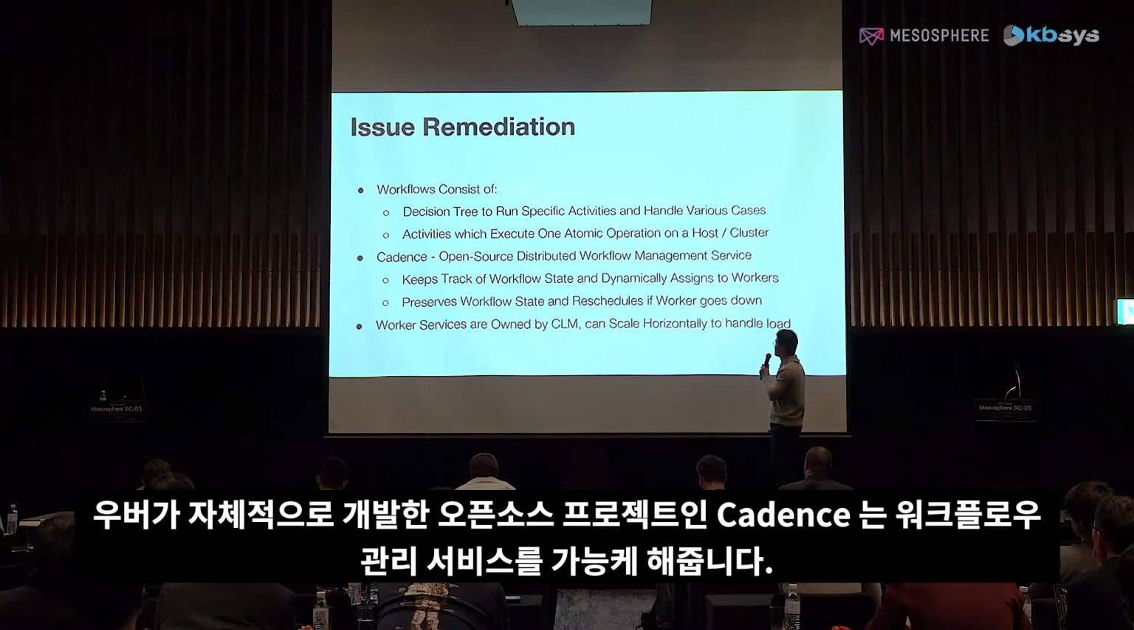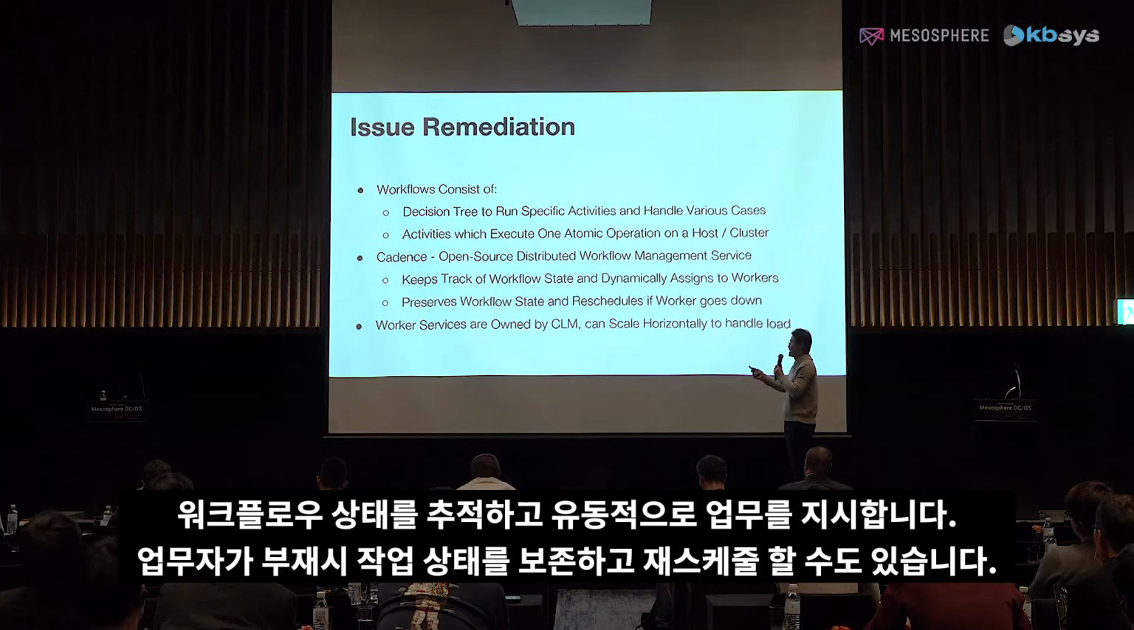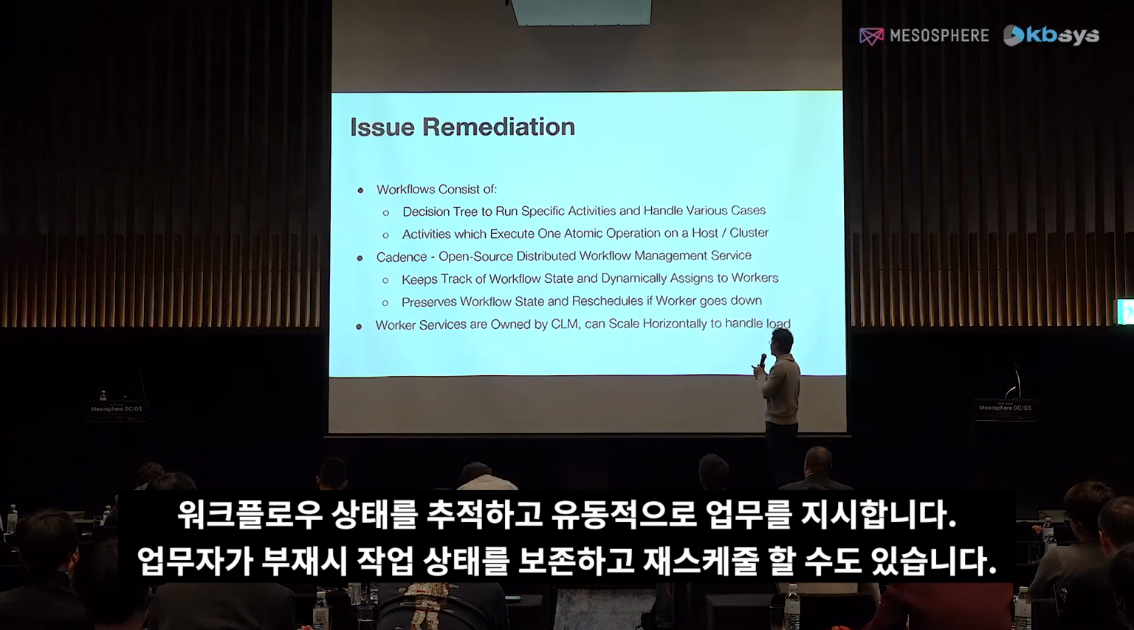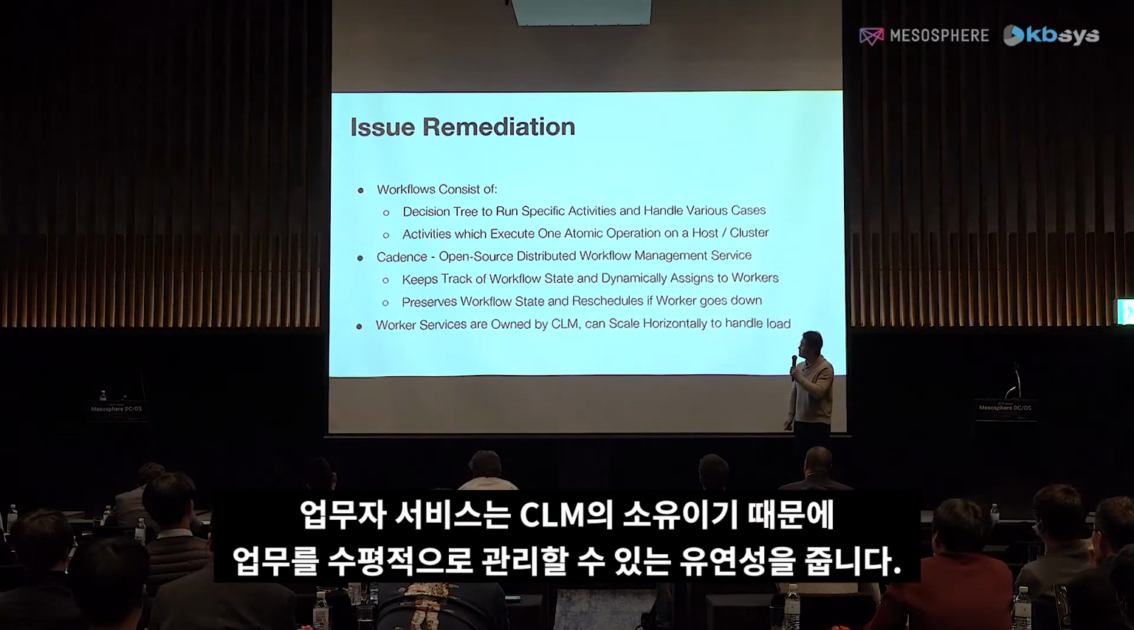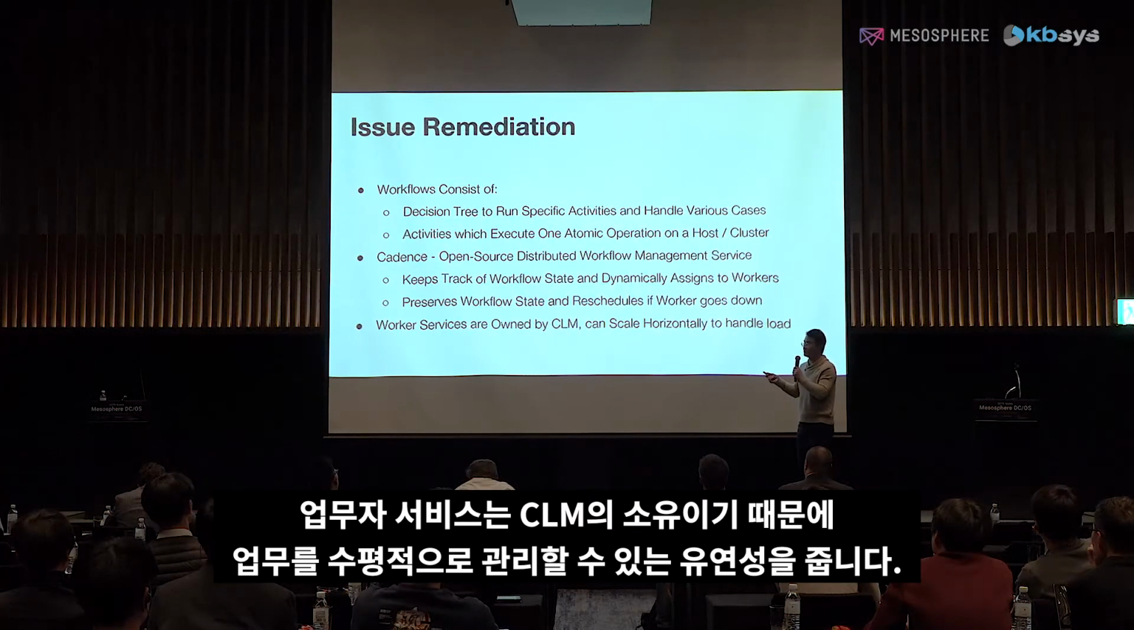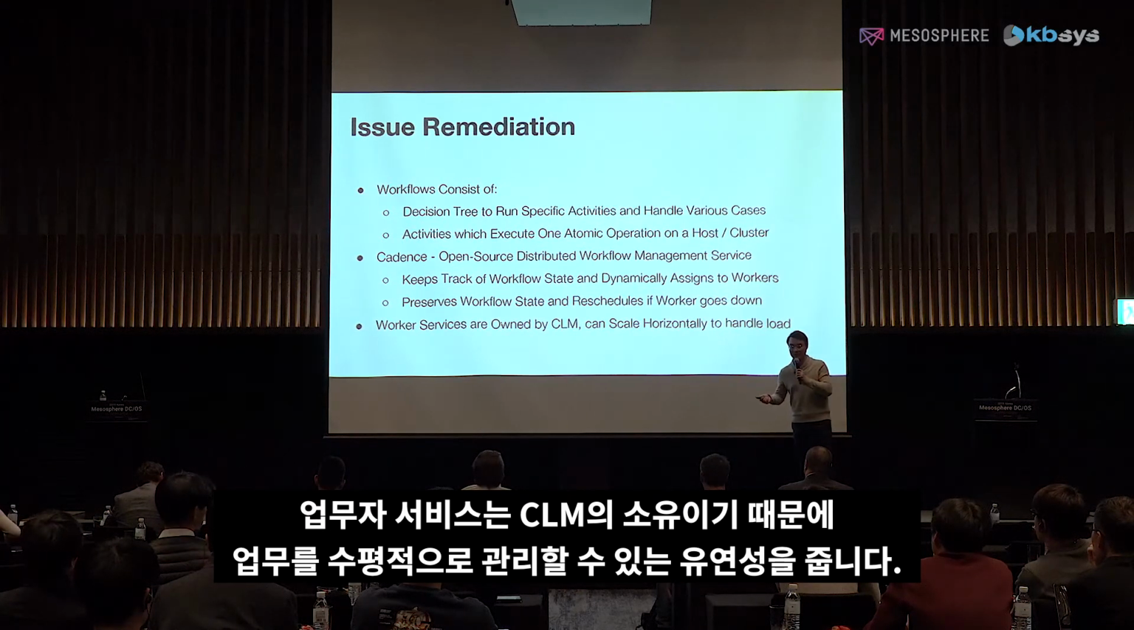It's basically a distributed workflow management service. What it can do is keep track of workflow state and dynamically assign work to workers. It can also preserve workflow state and reschedule if a worker goes down. Basically, it's fault tolerant. And the actual worker services are owned by CLM, which gives us the flexibility to scale horizontally to handle different kinds of workloads.